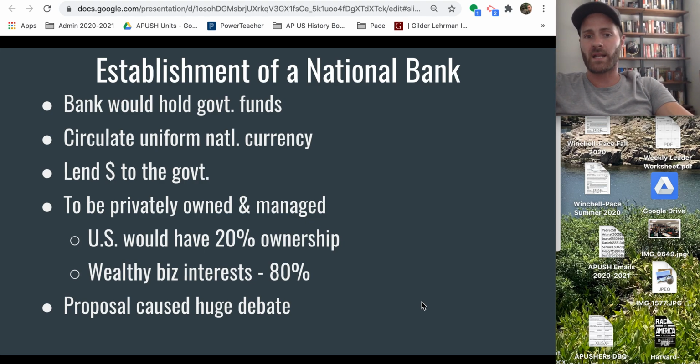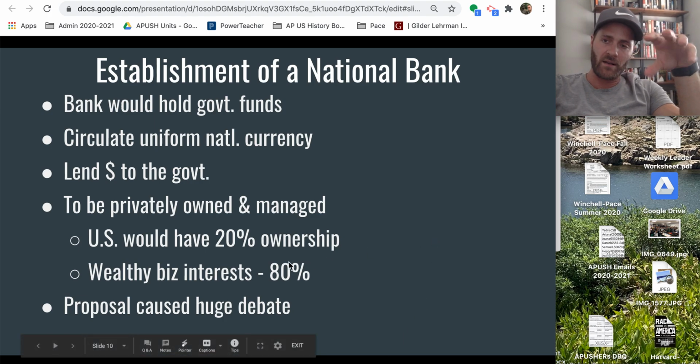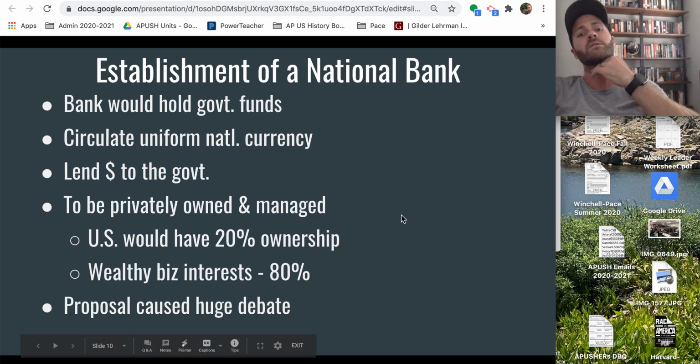The government would own 20% of the bank, and the wealthy, rich people in society that have enough money to start a bank would own the other 80%. So this makes good financial sense, but it worries Jefferson and his supporters that here the elites are again, right? It's like the anti-federalist criticism of the Constitution. These elites, these rich people are going to have all the power in this bank and all the power in the economic system of the U.S., and that's worrisome.